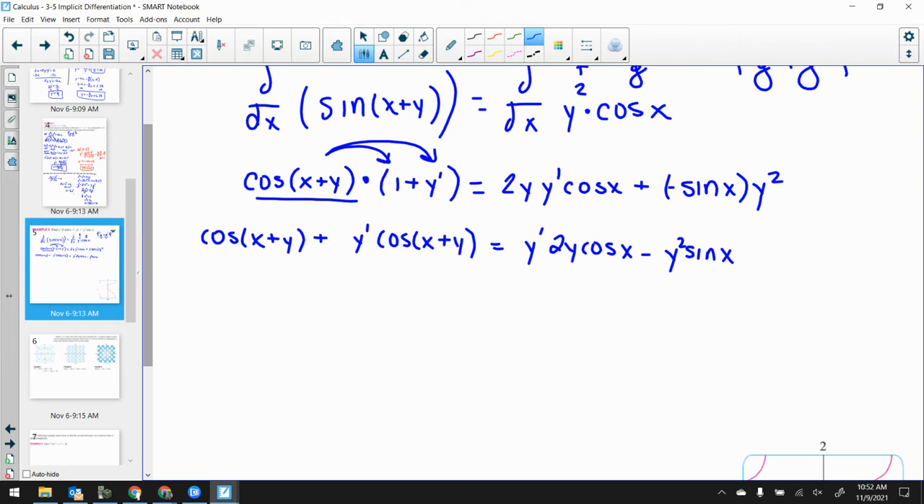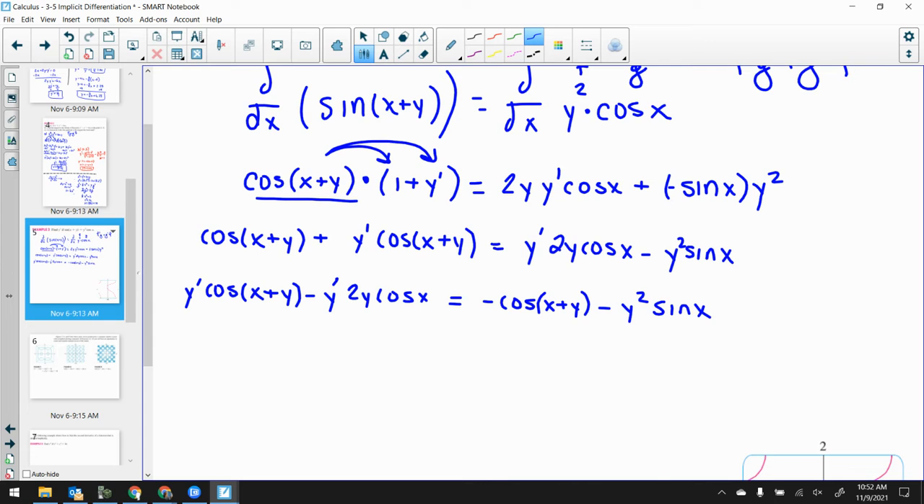All right, so now let's bring all the y primes to the left side. So I've got this one, y prime cosine x plus y. I'm going to subtract over this other y prime, minus y prime 2y cosine x. I'm going to subtract over the cosine x plus y, minus this y squared sine x. Or does it really matter there? If you wanted to say negative y squared sine x minus cosine x plus y, that's fine too.